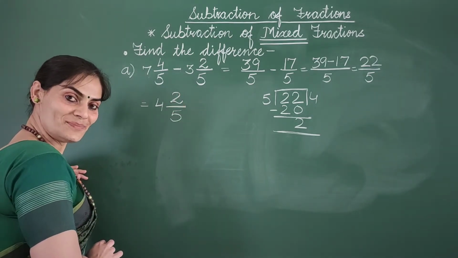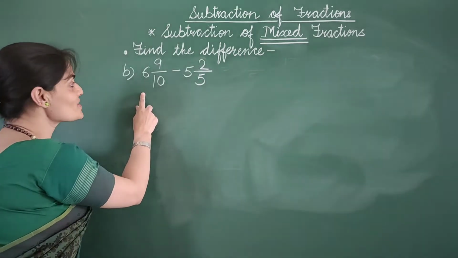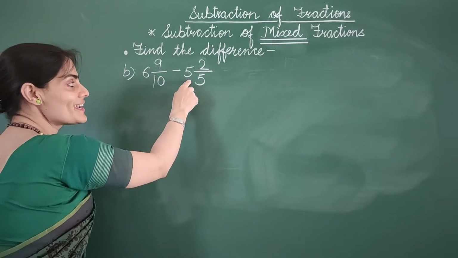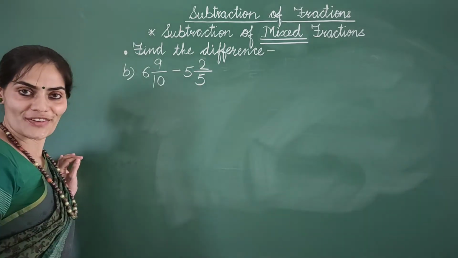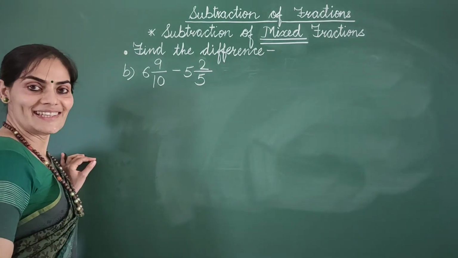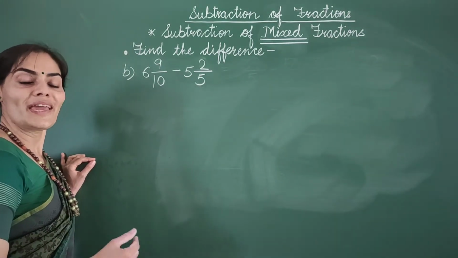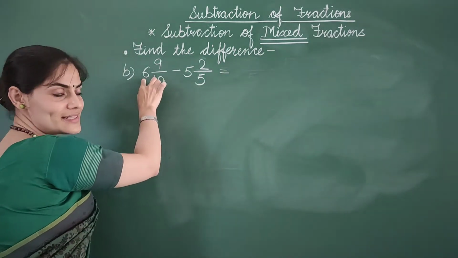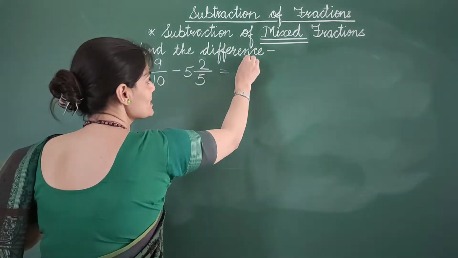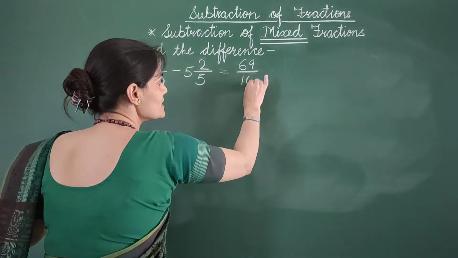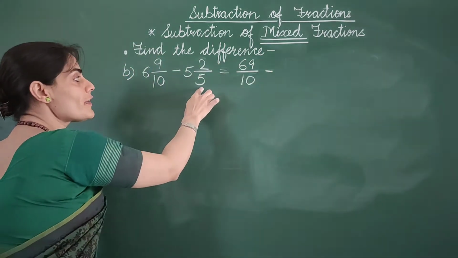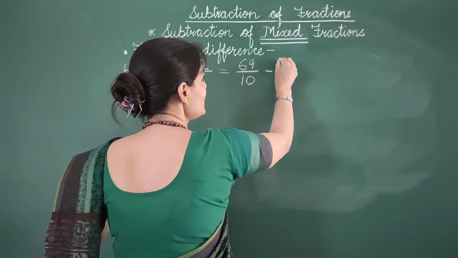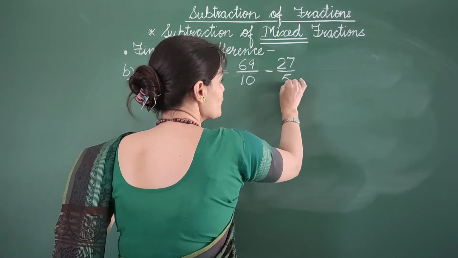Is it clear? Here we are finding the difference between 6 and 9/10 and 5 and 2/5. So let's convert these mixed fractions into improper fractions. 10 times 6 is 60. 60 plus 9 is 69 upon 10. Now, 5 times 5 is 25. 25 plus 2 is 27 by 5.